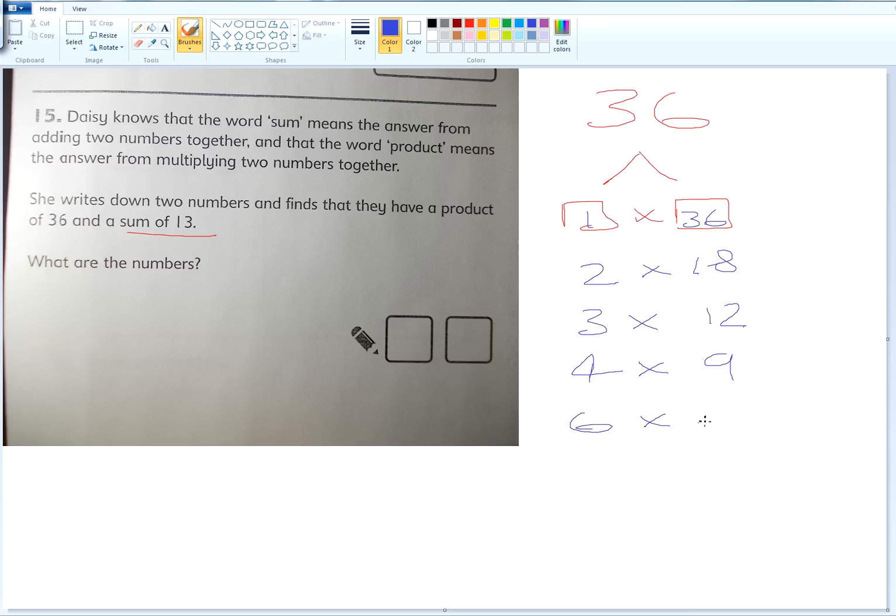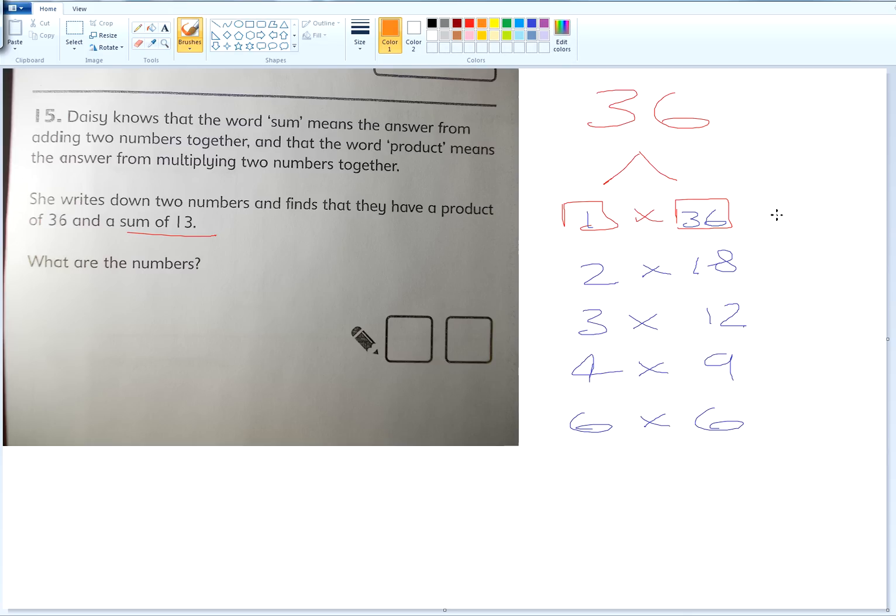6 times 6. Now, these are called the factor pairs of 36. These are all the numbers that will divide into 36. Okay? So all these numbers are factor pairs. Factors are numbers that divide into a number. So 36 will divide by 2 to give you 18 and so on. Now we are looking for the combination that when you add them up gives you 13.